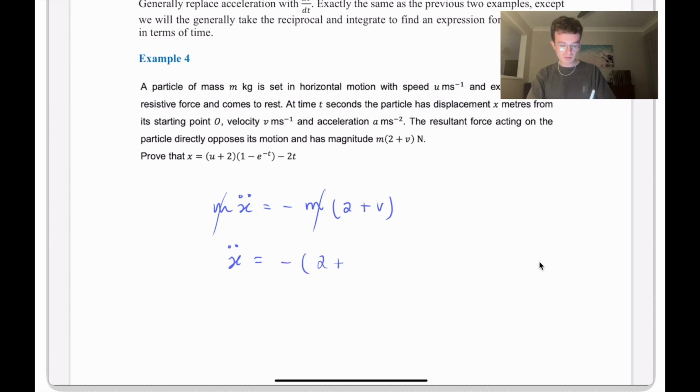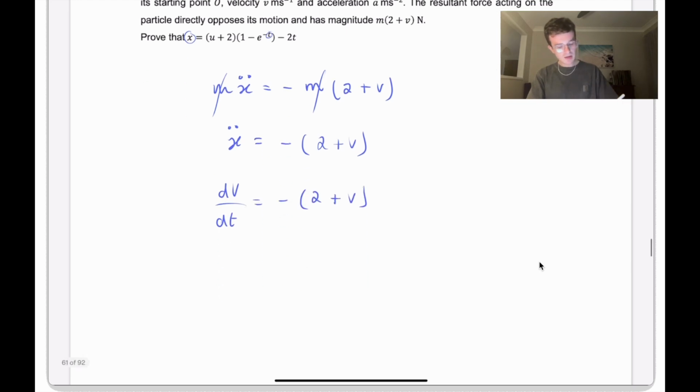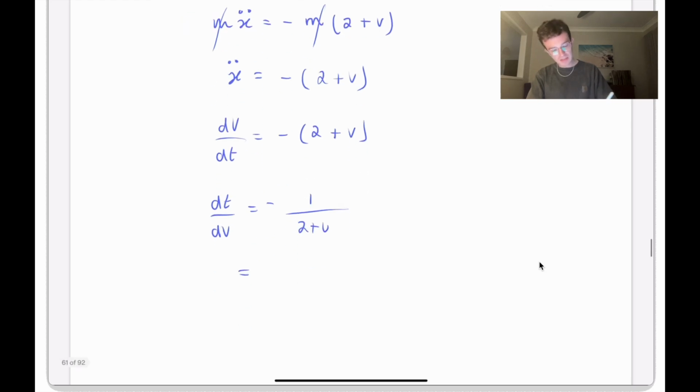plus v. Now we want something that involves x and time, which means I want something that involves time, and the only thing that involves time and also means acceleration is dv/dt. But to solve this, we do need to flip it upside down. So 1 on, we've got minus there, 2 plus v. Now that's obviously going to give us minus ln of 2 plus v plus c is equal to time.